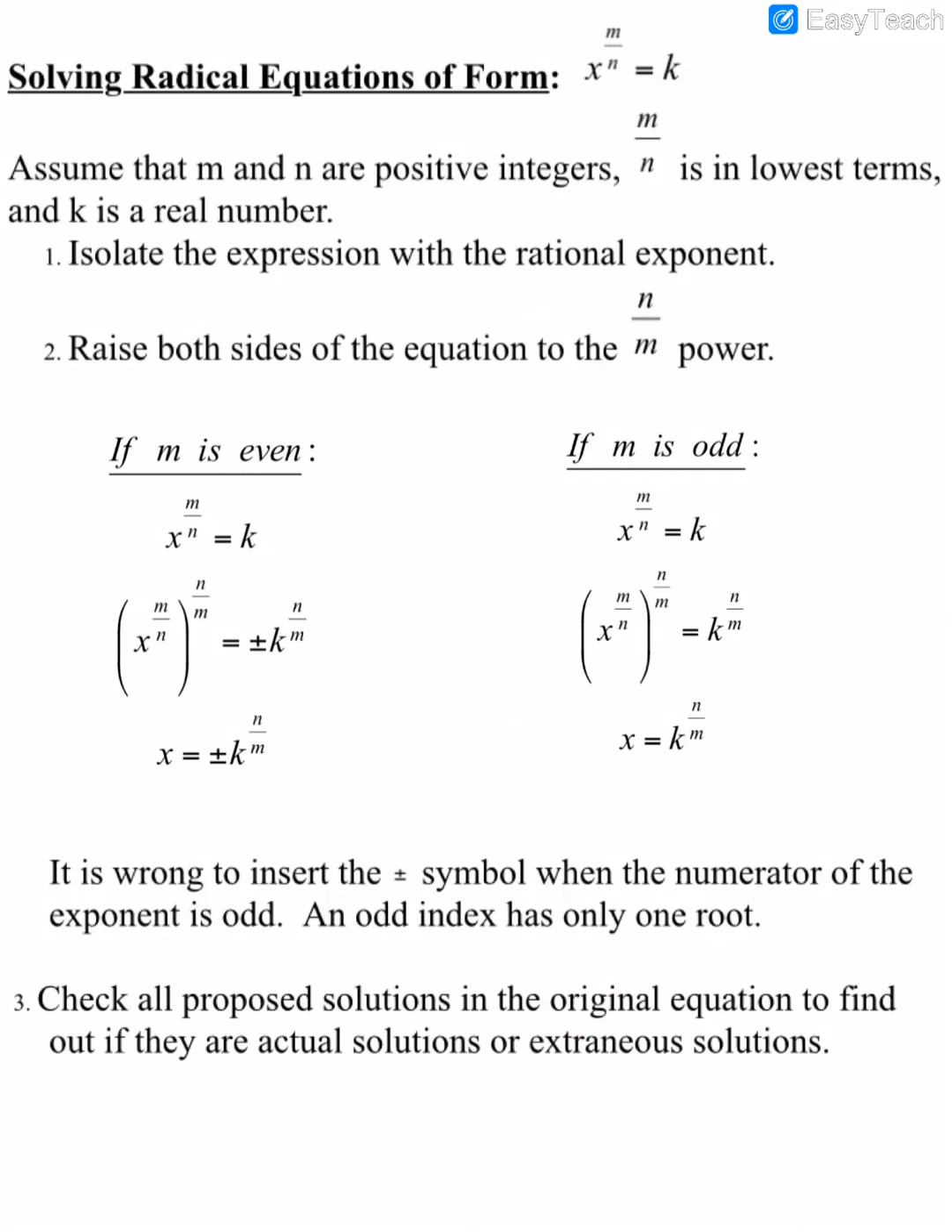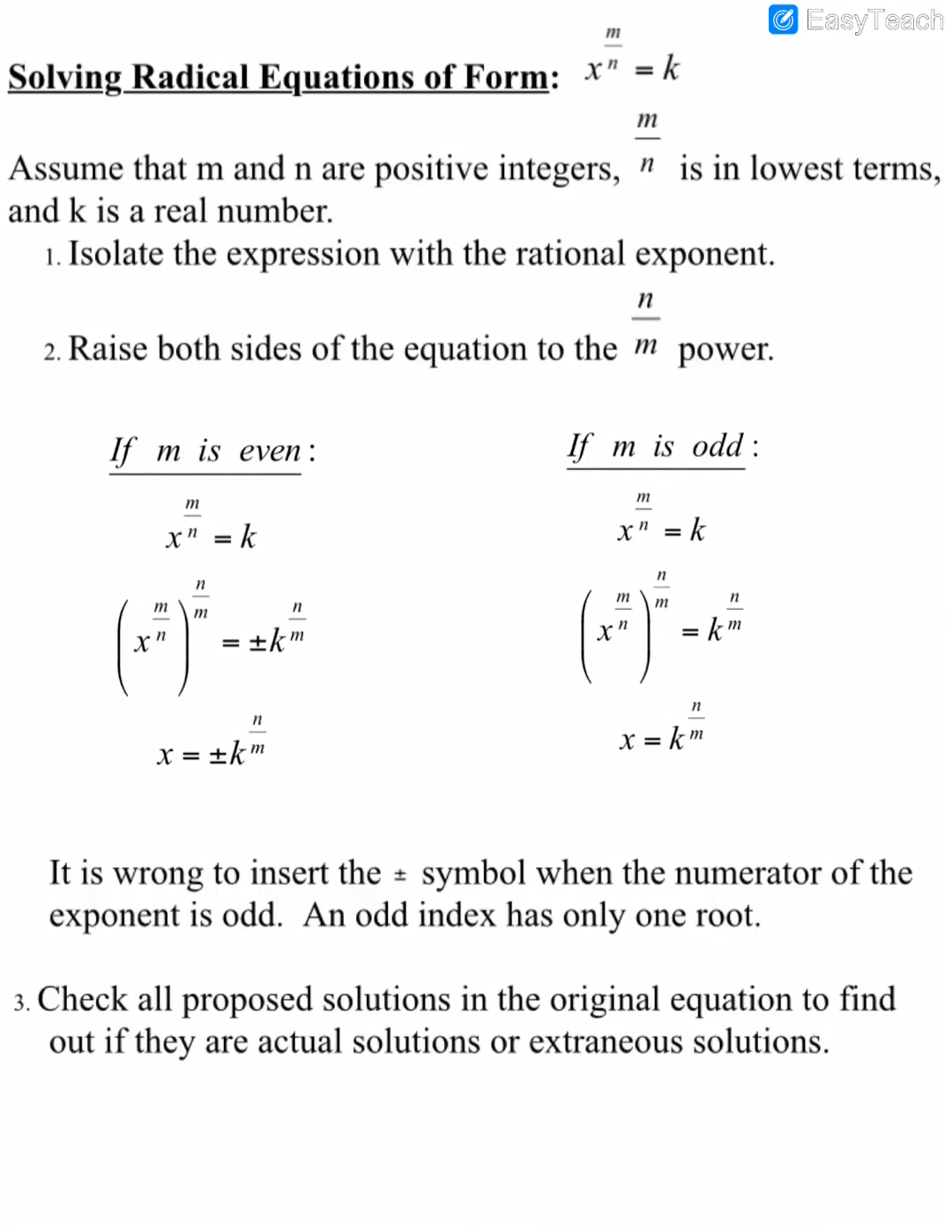Here is another type of equation. We're going to be solving radical equations in the form x to the m/n power is equal to k. These are also called equations with rational exponents. Remember, the word rational in math, when we're talking about rational terms or rational equations, means fractions. So if I have a rational exponent, that means that my exponent is a fraction. We're going to assume that m and n are positive integers in lowest terms, and k is a real number.